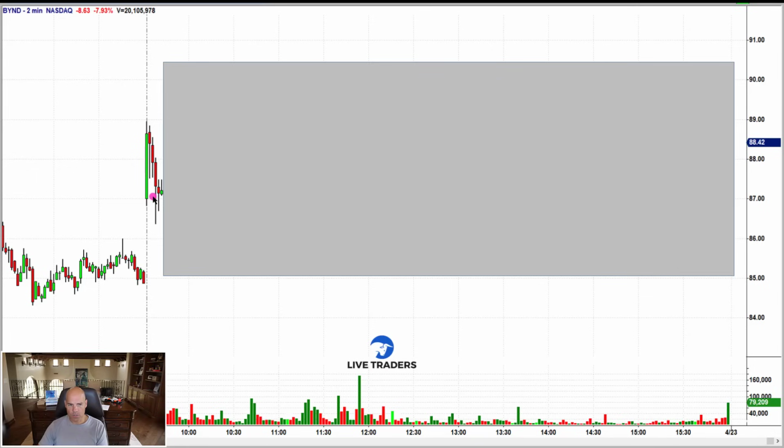Okay, so when you look at this, what should have you interested in this is the bottoming tail. However, there are some concerns. You really, really don't want to see a stock break below a wide range bar like this.